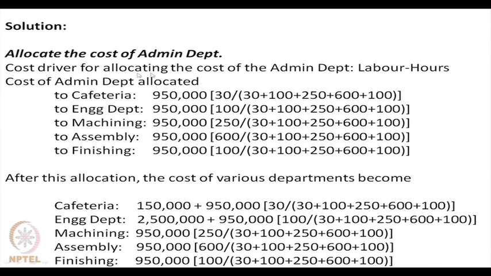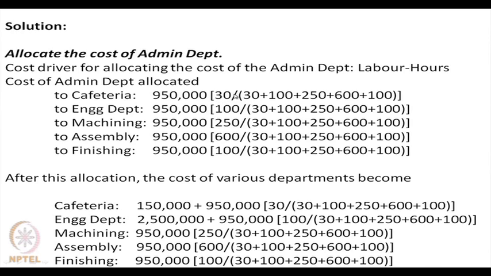Now, the cost driver for allocating the cost of the administrative department is labor hours, how many people and for how many hours they are working. First of all, there are 2 service departments and 3 operating departments. So, their total labor hours will be all this added: 30 for cafeteria, 100 for engineering, 250 for machining, 600 for assembly, 100 for finishing. So, this is the total labor hours, and cafeteria consumes only 30 labor hours.